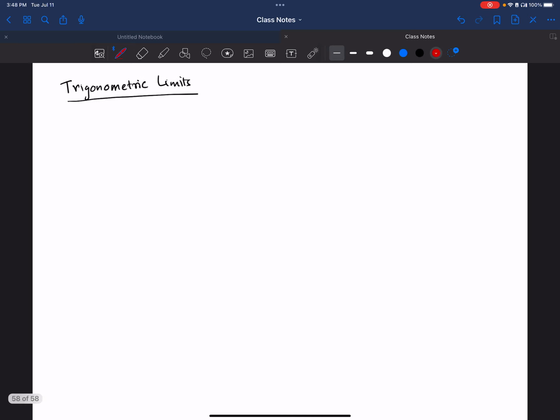There's an important theorem which says that the limit, as theta, any angle, goes to 0, of sine of theta divided by theta is equal to 1. And the limit as theta goes to 0 of 1 minus cosine theta over theta goes to 0. These two are very important trigonometric limits that you're going to be using over and over again to solve problems.